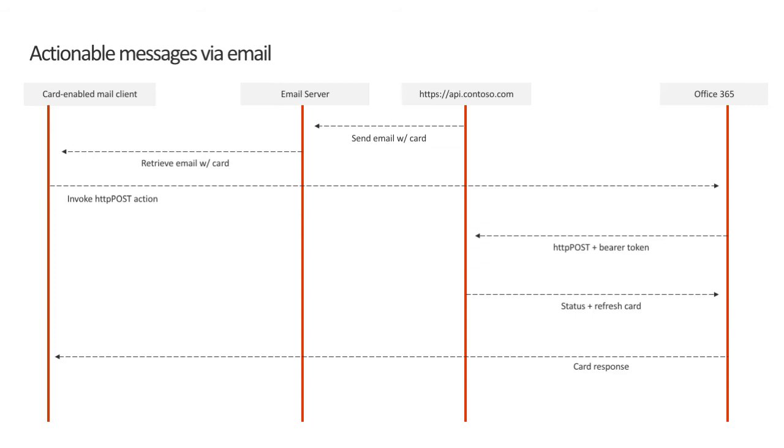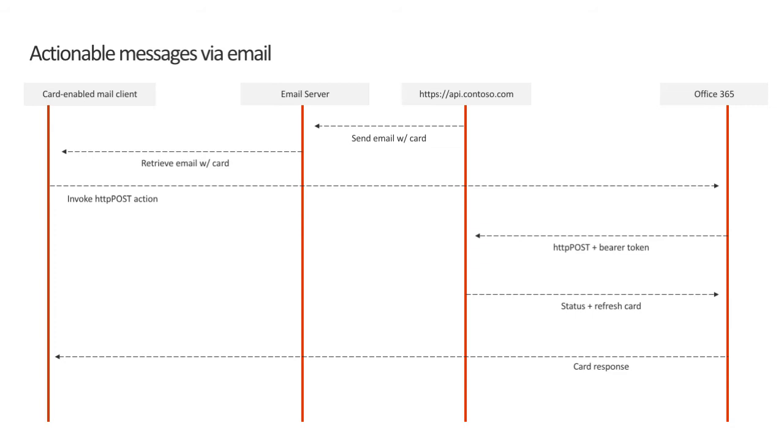A client capable of displaying message cards then displays the email. Clients not capable of displaying the message cards will only show the message body, so it's important as a best practice to include a meaningful message body. The card-enabled client, such as Outlook, is going to enable the user to click on an action, such as approve an expense report. This causes a message to be sent to Office 365.